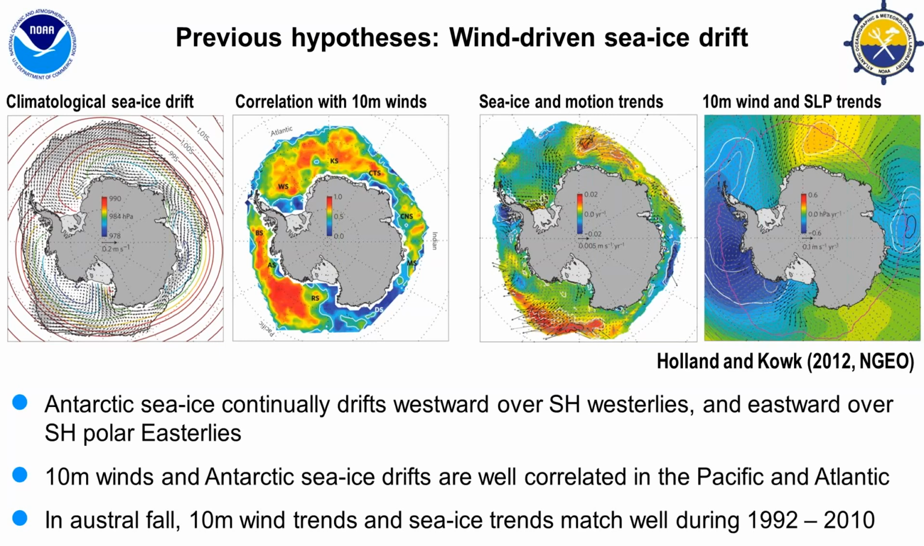So this is an example. They plotted the trend of the sea ice fraction and the ice motion all together during this period, 1992 to 2010. Here the color scheme is opposite: the red means sea ice increased. You can see that the increasing sea ice is closely linked to the advection of the sea ice due to the wind. The 10-meter wind corresponds very well here. So this sea ice drift explains the sea ice increase over this region.